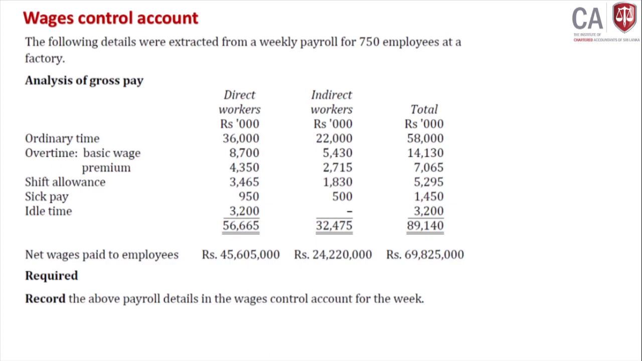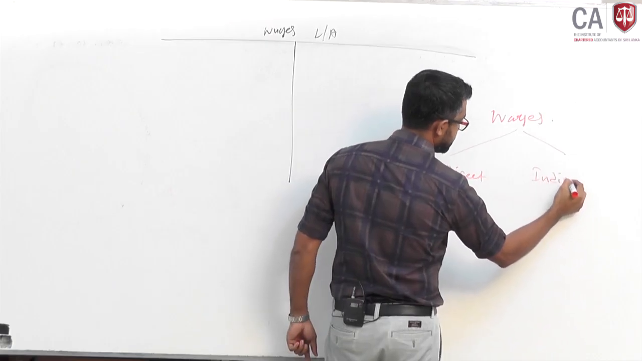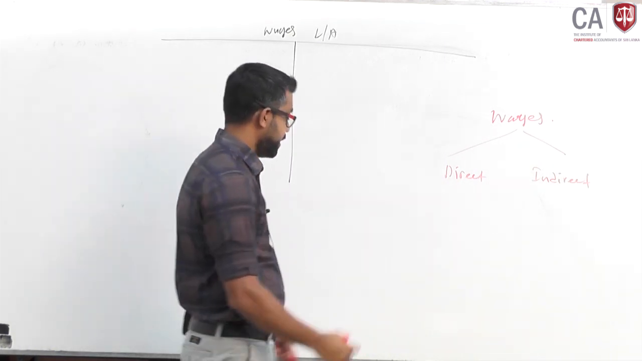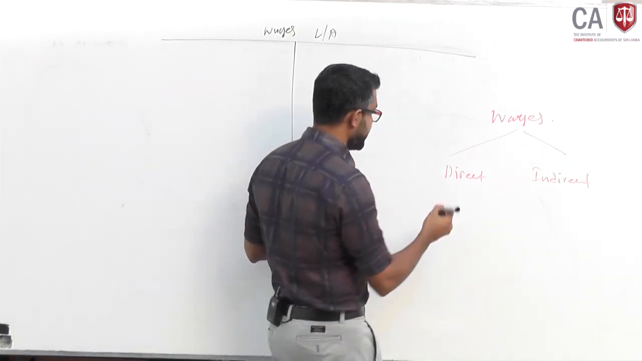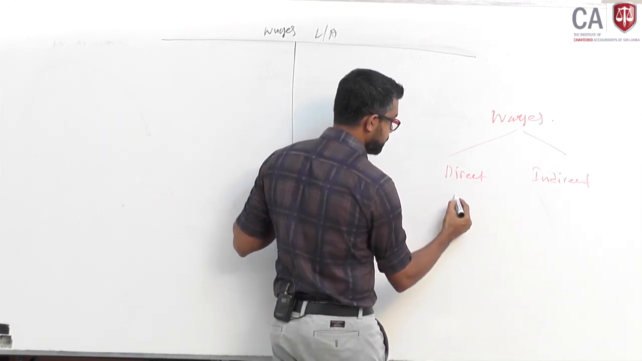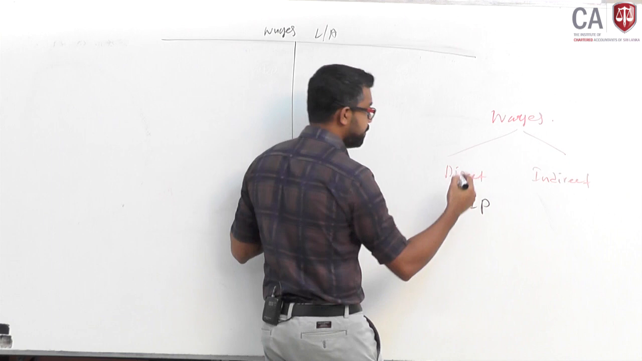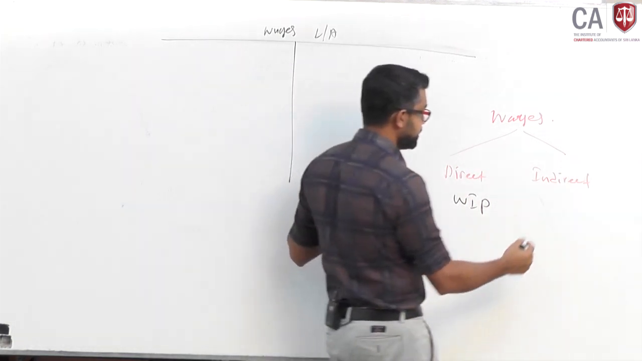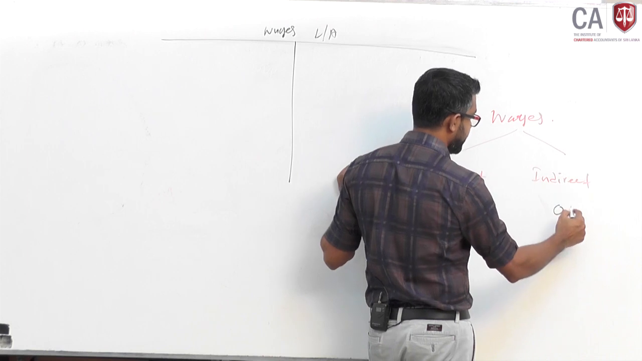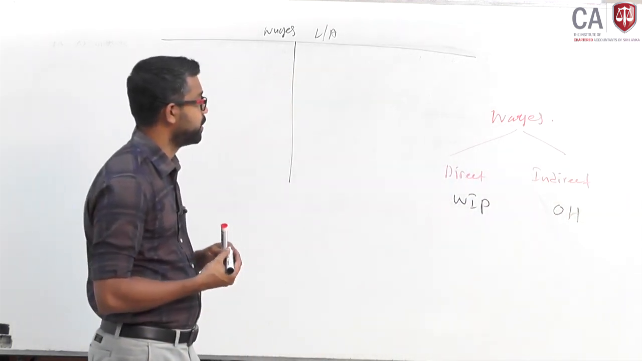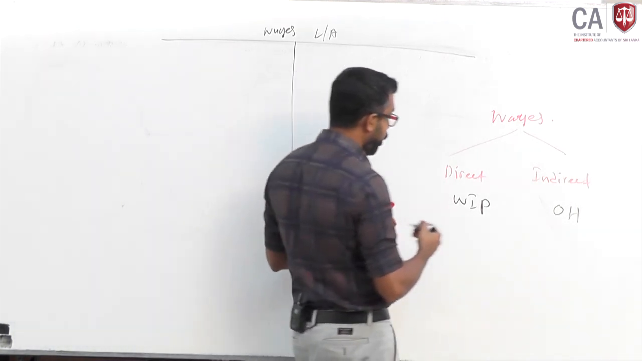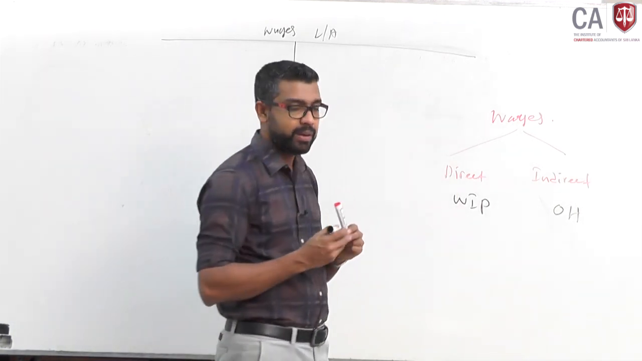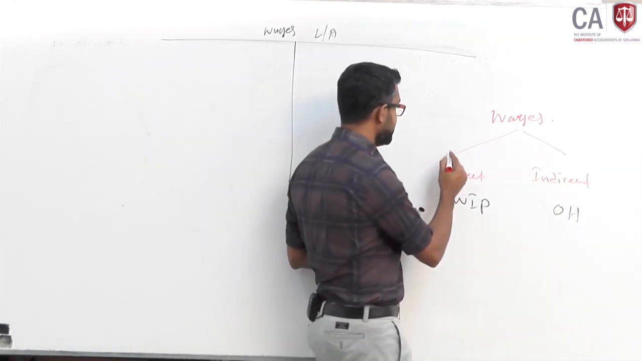What is the difference? Wages, direct and indirect. If you pay salary for direct employees, you will record that salary in the WIP account, work in progress. Indirect salary you will record in the overhead account. Here, OT, we'll take one by one, so I will complete this graph with the information.